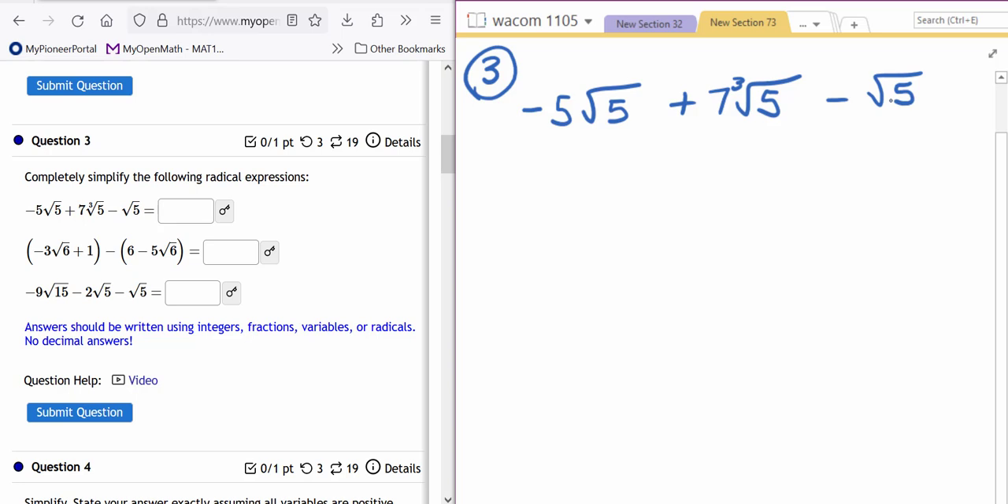Right, so the square roots of 5 are alike. They can go together, these two. This one cannot. It's a cube root of 5. So these are going to be like x's and that's a y. It's going to stay by itself.